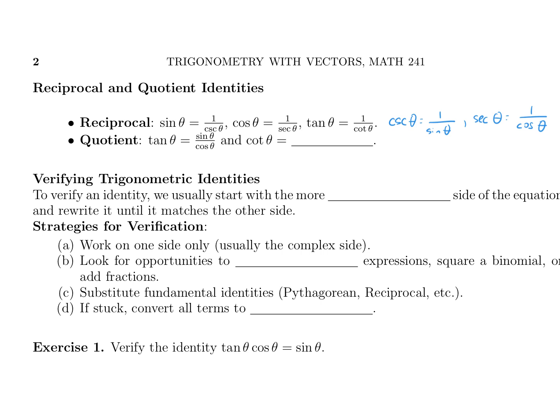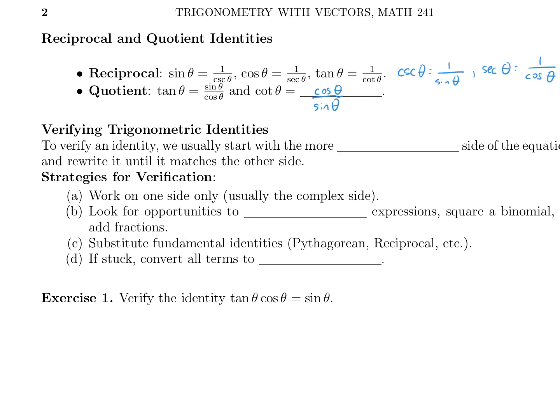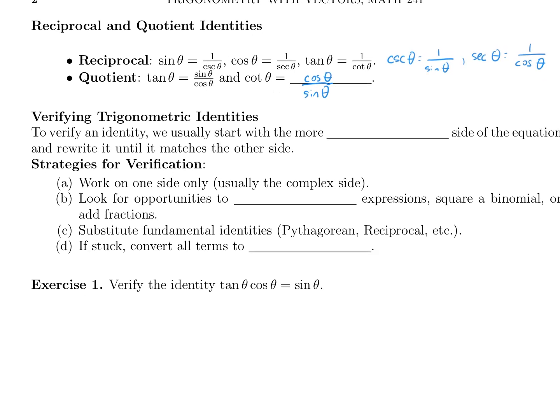And then the quotient identities are tangent is equal to sine theta over cosine theta, and cotangent is equal to cosine theta divided by sine theta. So those are going to be very helpful to have memorized. So when you're verifying identities, you can work on these problems and not really run into hiccups.